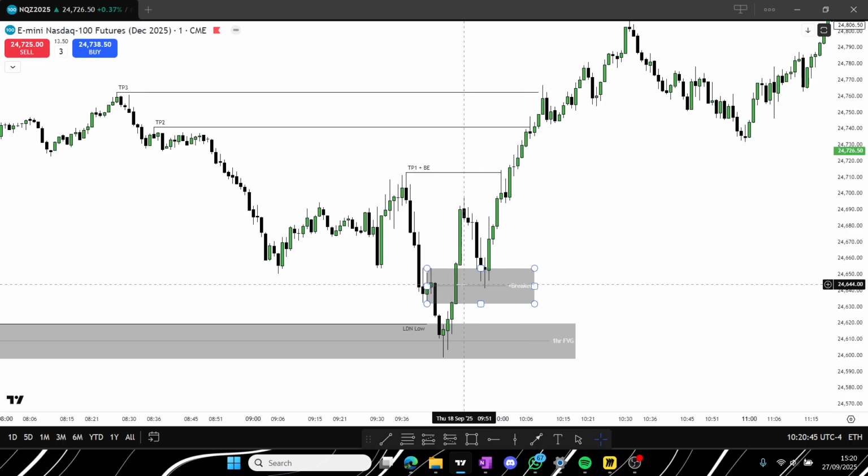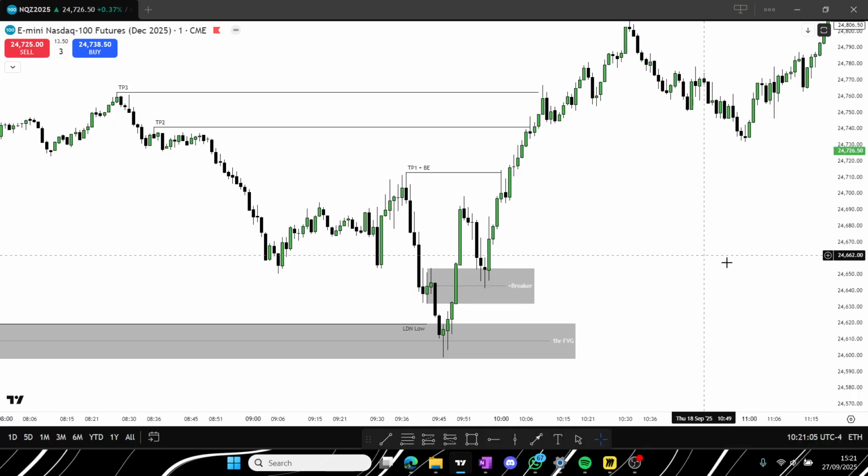These lines in the middle of the boxes, this is called consequent encroachment. I've told you about this before. You'll learn this with ICT, but just remember, consequent encroachment is the midpoint. Look how we respect the midpoint and we stay in the upper half of the breaker. That's a sign of bullish order flow.